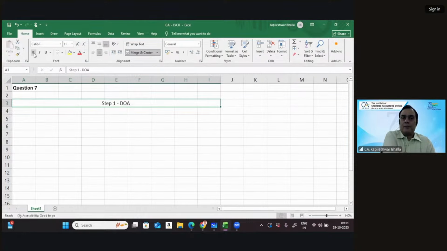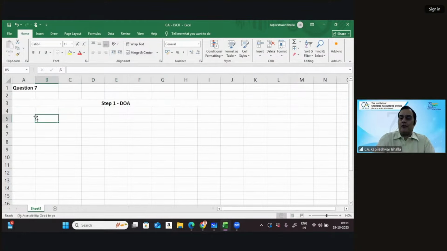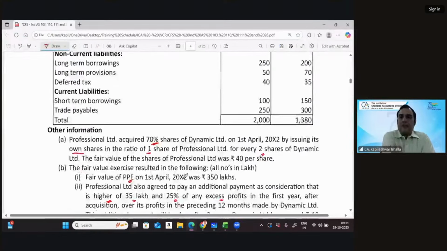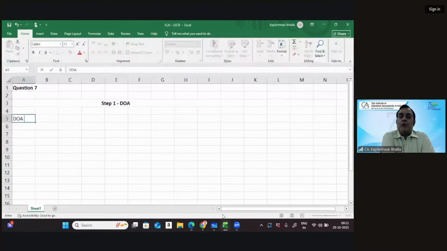So we're going to go to step number 1, getting the date of acquisition. Let's come back and see what the date of acquisition is. I think it's very clearly given in clause A itself that Professional acquired 70% shares on 1st April X2. So my date of acquisition is 1st April 20X2. Then we come to step number 2, and that is identifying.